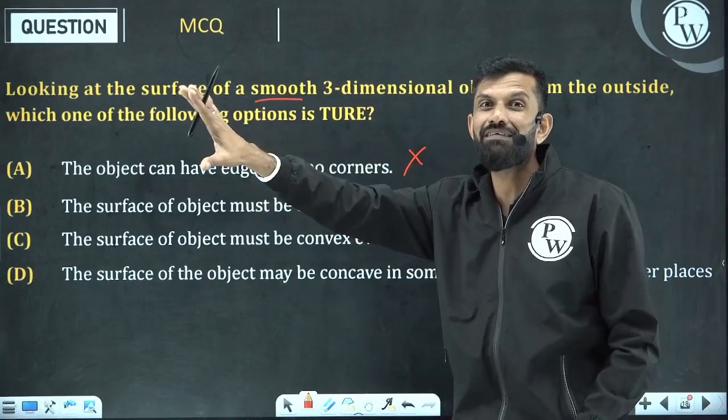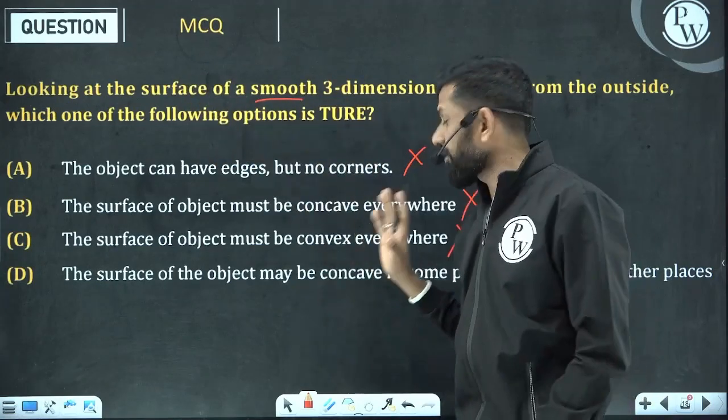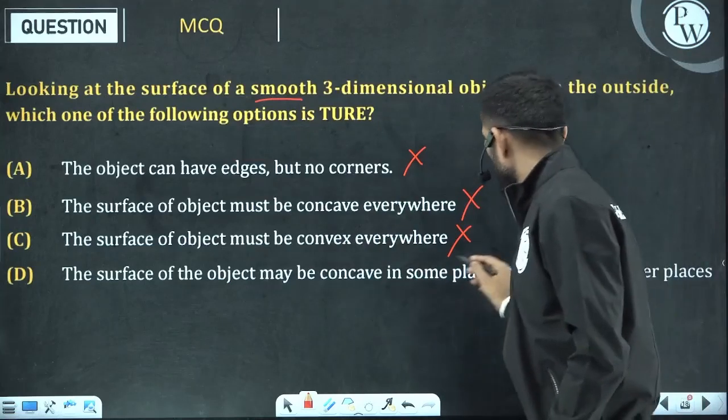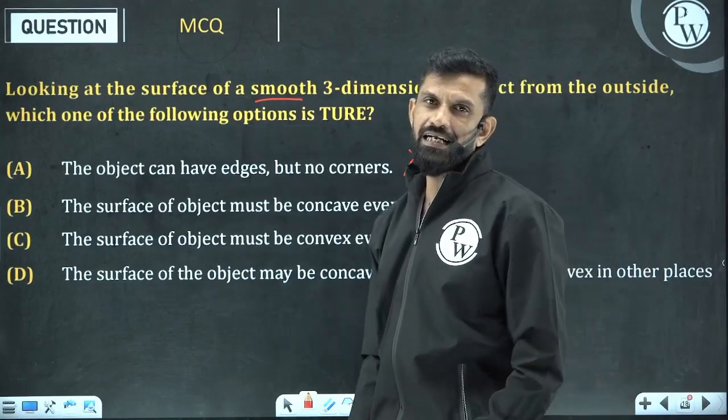It can be concave, it can be convex also. Either of the things can happen. So no doubt, here option D is the correct one.